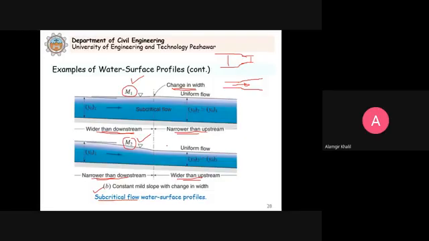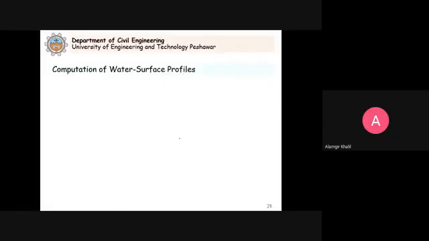Now the final question that remains is how to compute the water surface profiles. For this we have different methods. For example, we have the graphical integration method, the method of direct integration, the direct step method, and the standard step method. If you want to study them in detail, study the book Open Channel Hydraulics by Ven Te Chow. Only one of the methods we will study in this course due to limitation of time, but I will give you the idea about one more method.